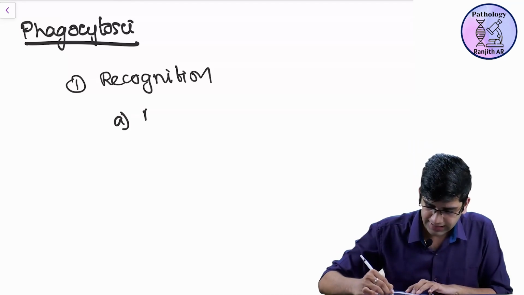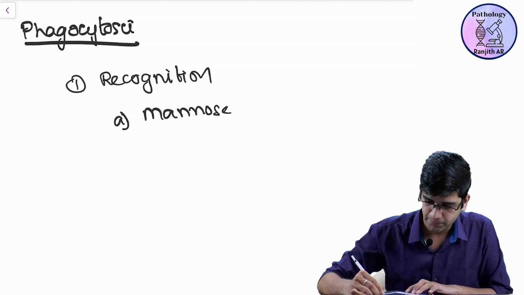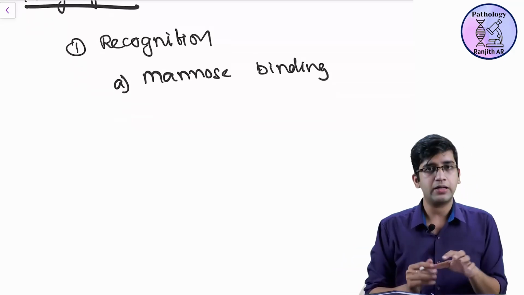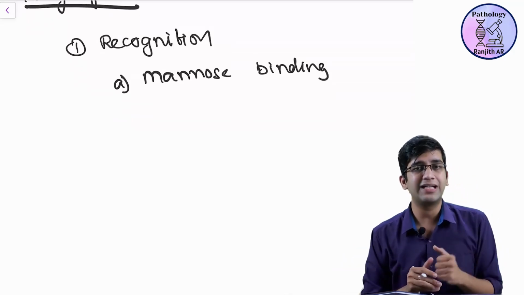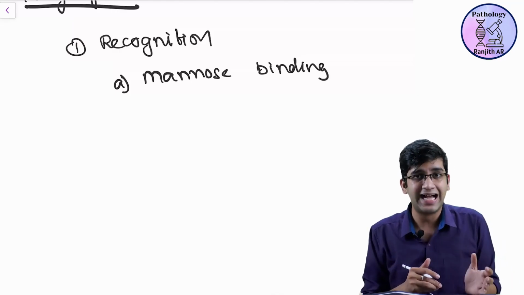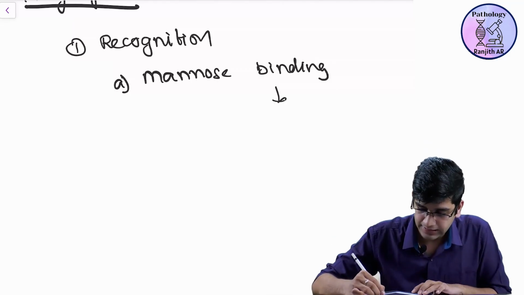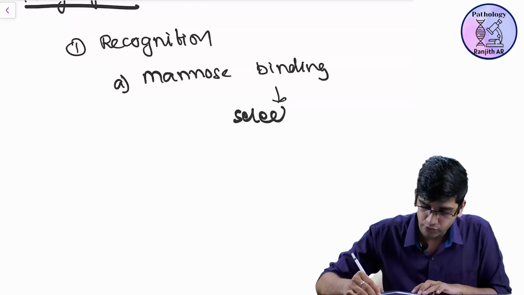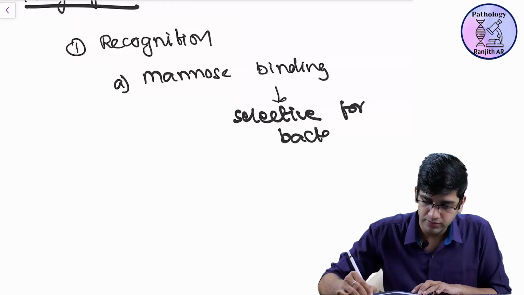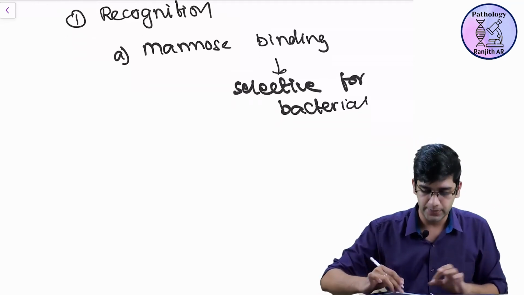For recognition, I have a few receptors. The first one is called the mannose binding receptor. This receptor binds especially to the glycolipids in the bacterial wall. The human cell wall doesn't have that, so it's only selective for the bacterial cell wall, right? The mannose binding lectin is selective for bacterial products only, so that I will not eat a human cell, I will not eat anything related to human, I will eat anything related to bacteria only.